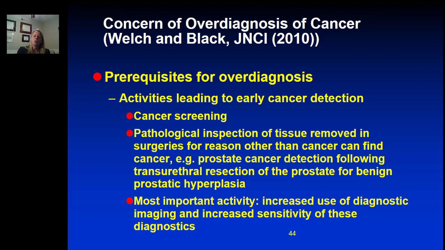And then, with respect to activities leading to early cancer detection, they talk a lot about cancer screening and how that has changed over the past several decades, insofar as increased cancer screening and screening people earlier in life. Another approach that can lead to cancer detection is pathological inspection of tissues removed during surgeries for other reasons, which are then assessed for cancers and found to be positive. That type of approach happens often, and it leads to the finding of, oh, by the way, you have cancer, you have prostate cancer as well.